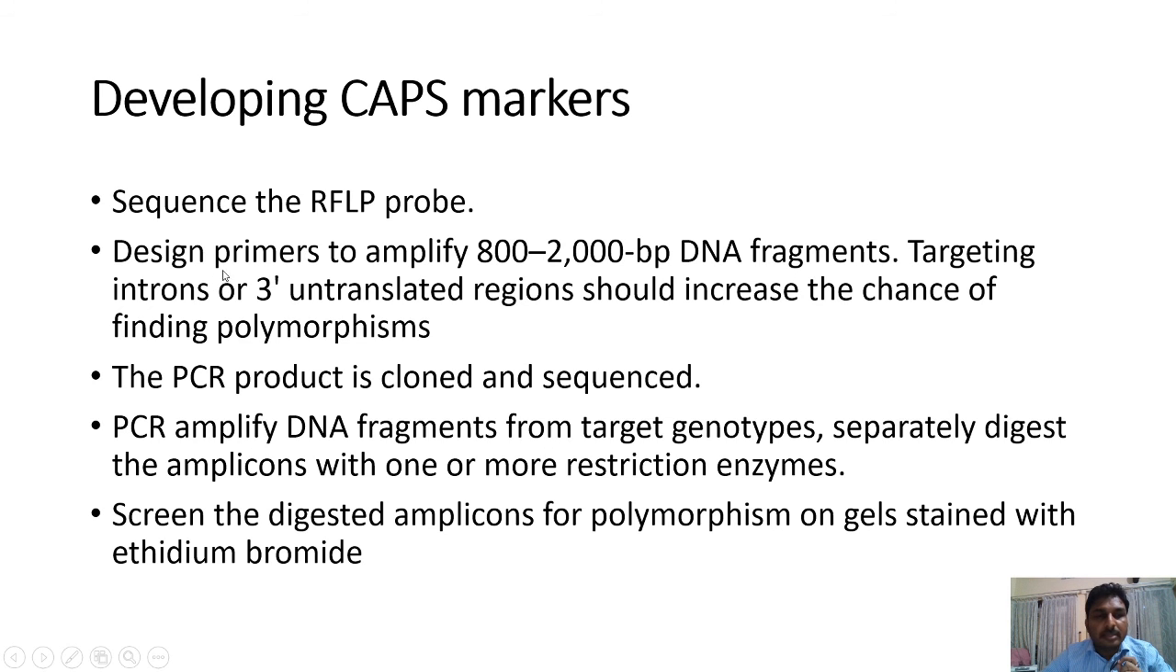So if we consider those regions for developing primers, then you will get ample polymorphisms over there. Then the third one, the PCR product is cloned and sequenced. That is exactly similar to RFLP. So you have to introduce this amplified product into the vector, then into bacterial cells, then you have to isolate the vector from the cloned bacteria, and then that needs to be utilized to sequence the gene of interest.